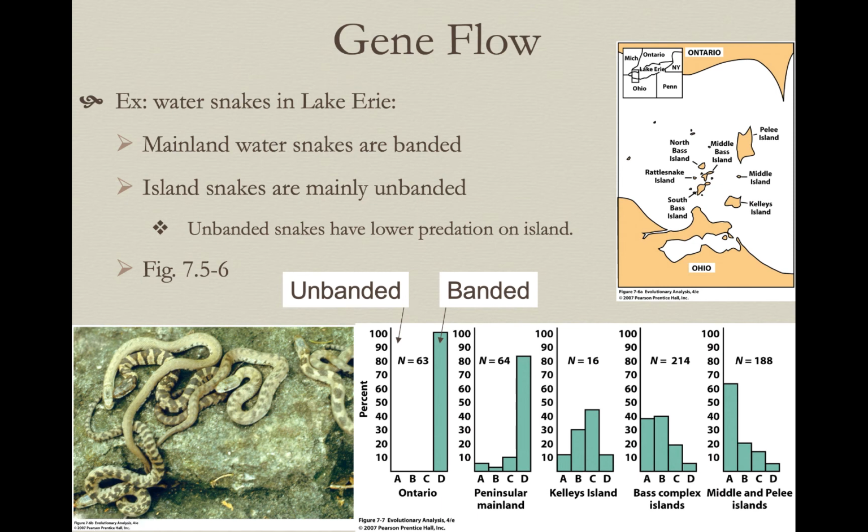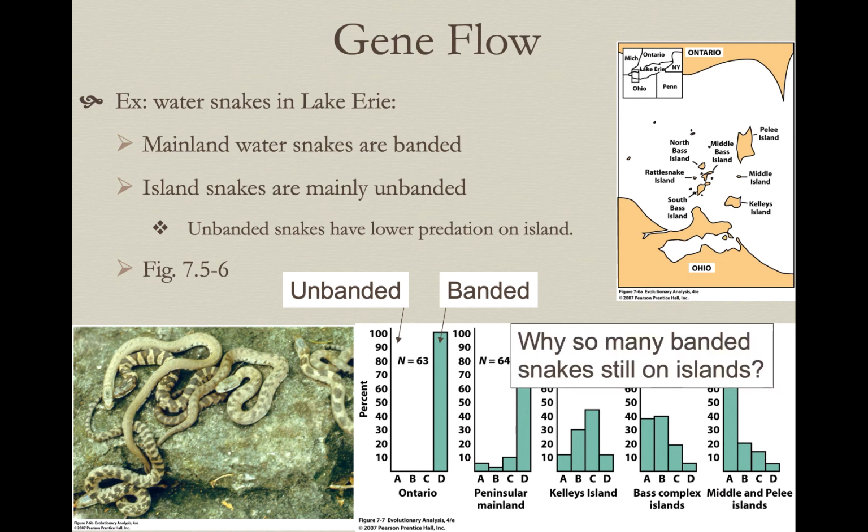And this actually makes sense from an ecological point of view, because if you study these snakes, you see that on the island, the ones that are unbanded have lower predation rates. So if you have a banding pattern, you're more likely to be picked off by a predator, and so you're going to have lower fitness. Okay, so you may be asking yourself, well, what you just described there is natural selection. Where's gene flow coming into this? Well, the question becomes, why are there so many banded snakes still on the islands?